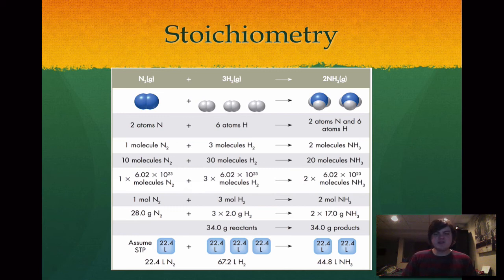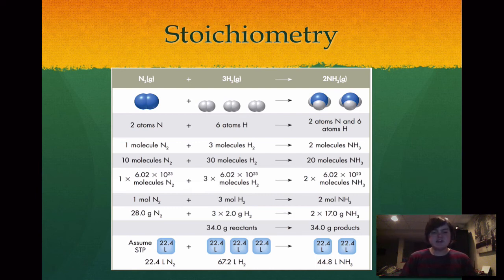So, if we look at the first row, we see 1 molecule of nitrogen gas, 3 molecules of hydrogen gas, and they react to form 2 molecules of ammonia. We can then count them as atoms or as molecules again, this time written in just English language as opposed to drawing diagrams.